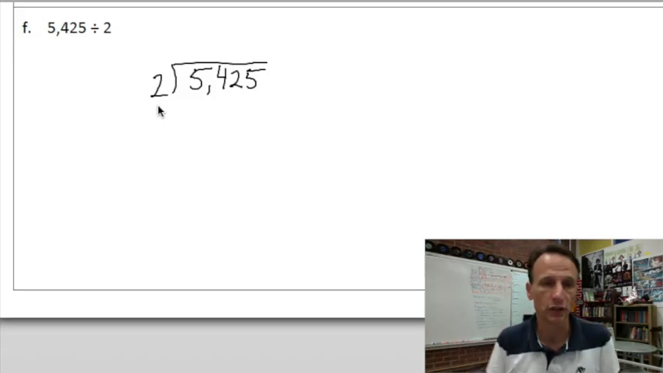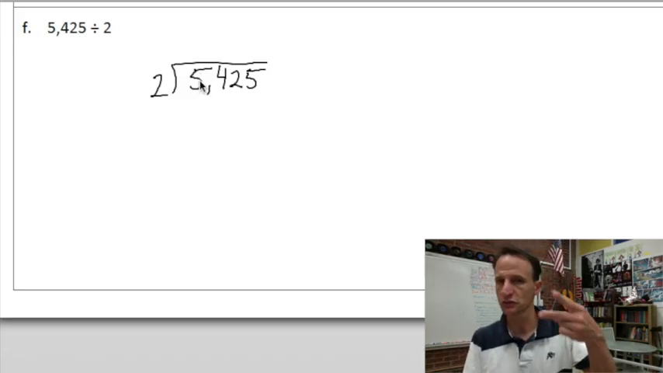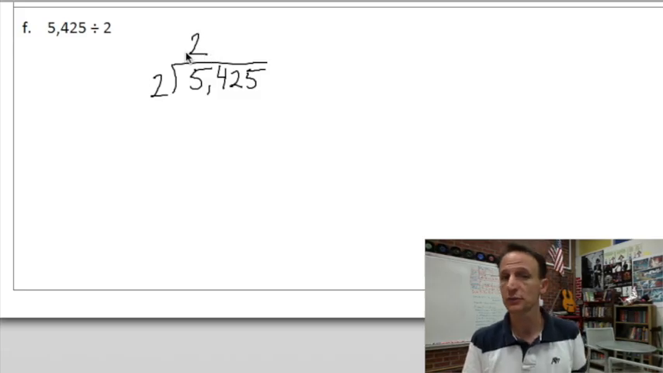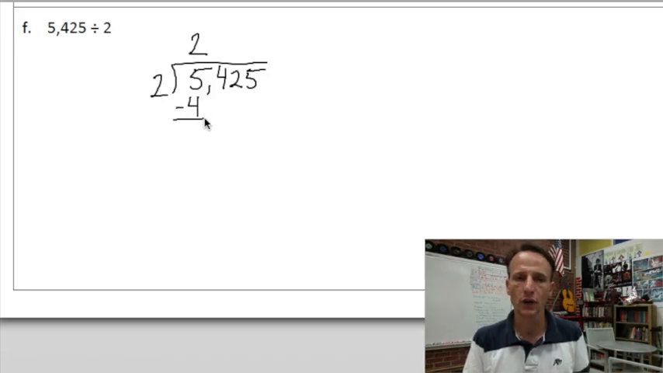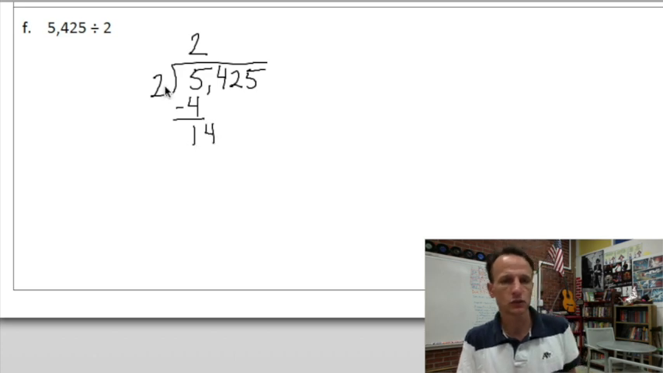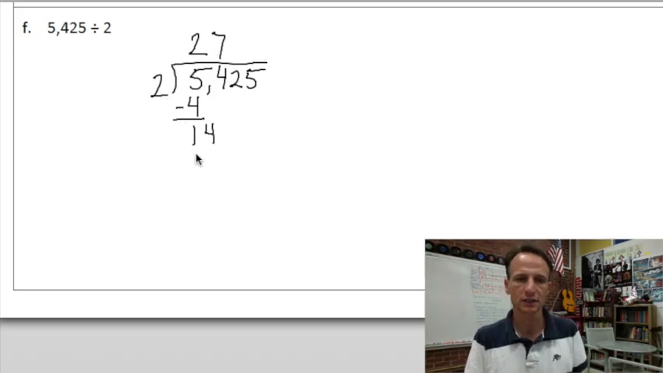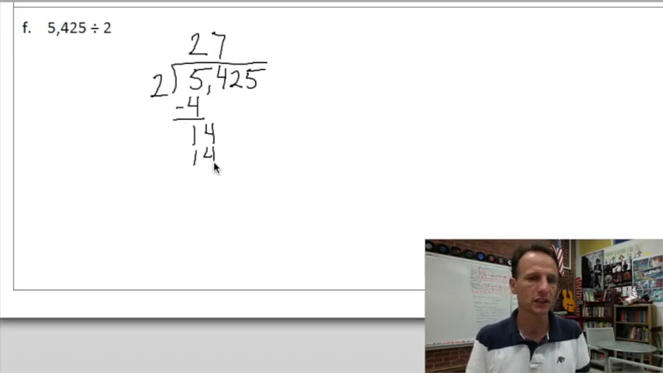Well, let's get rolling. How many 2's in 5? 2, 4. There are 2 2's in 5 because 2 times 2 is 4. When we subtract, we are left with 1 in the thousands place, but we still have hundreds to divide. Let's do that next. So how many 2's in 1400s? How many 2's in 14? There are 7, because 7 times 2 is precisely 14.